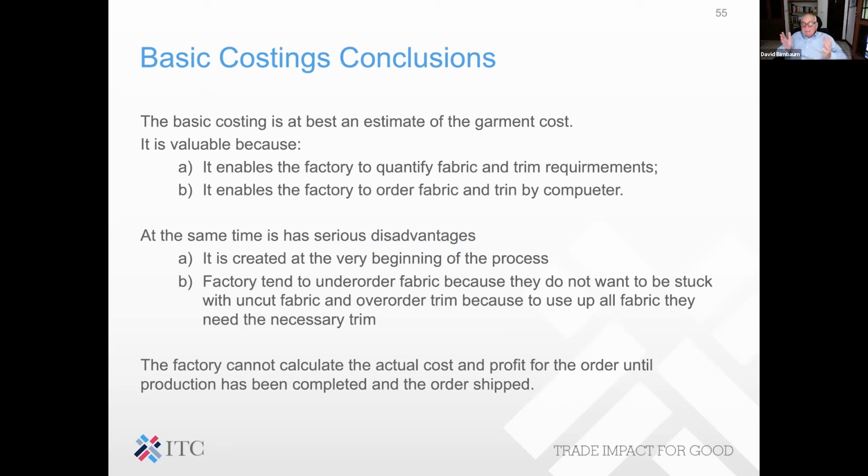Okay, the basic costings are a best estimate. I want to get to conclusions here. The factory is able to give you some estimate of the fabric and trim requirements. It gives you an opportunity to order fabric and trim by computer. At the same time, it has disadvantages. At the beginning of the process, they tend to under order fabric because they do not want to get stuck. The factory cannot calculate the actual cost and profit until the production is complete.